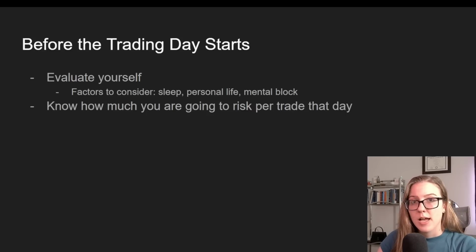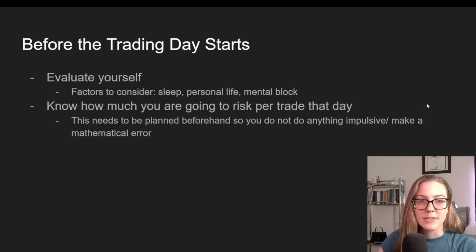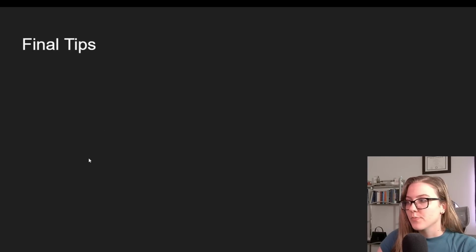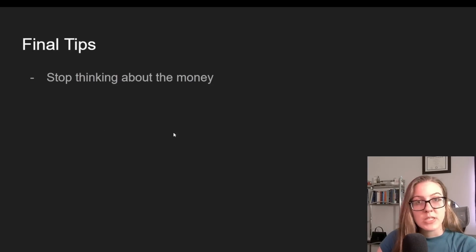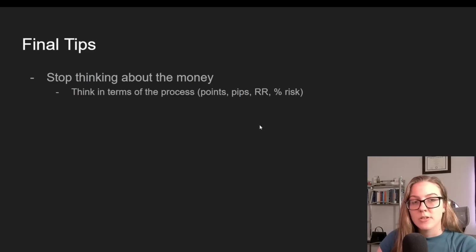Also, I recommend know exactly how much you're going to risk per trade that day. That way, there's no quick math needed. There's no impulsive decisions that may arise, right? So, my final tips: stop thinking about the money. Rather, think about your trades in terms of your points. How many points did you make, or risk, or pips, the risk reward, or the percent risk of your account. That way, if you center the process over the money, it will take care of itself.